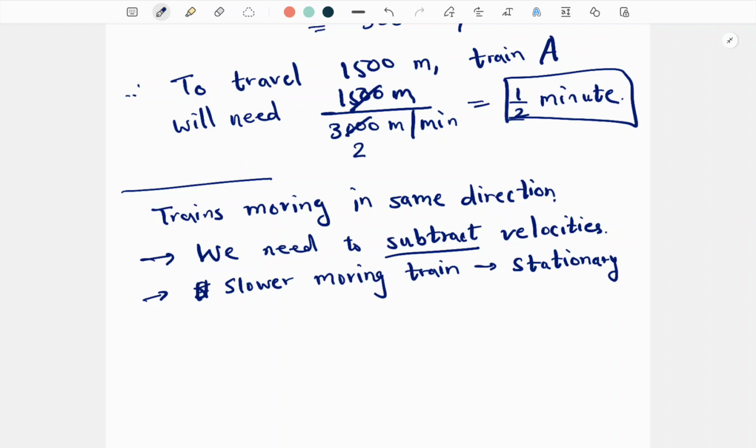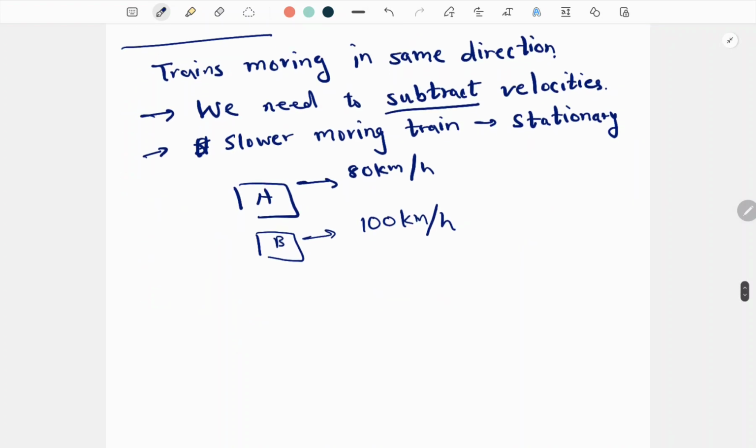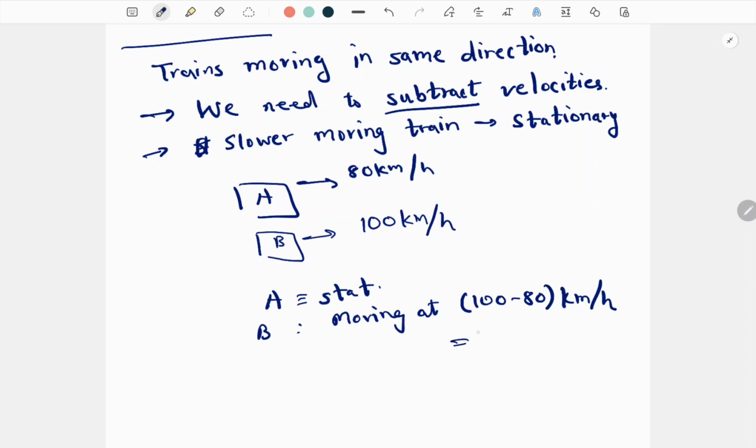And say, for example, in this case, if trains A and B are both moving in the same direction, this is moving at 80 kilometers per hour, this is moving to the right with 100 kilometers per hour, then you can imagine that train A is stationary and B is moving at 100 minus 80 kilometers per hour, which is 20 kilometers per hour. So again, you have to cross 1500 meters at this much slower speed of 20 kilometers per hour.